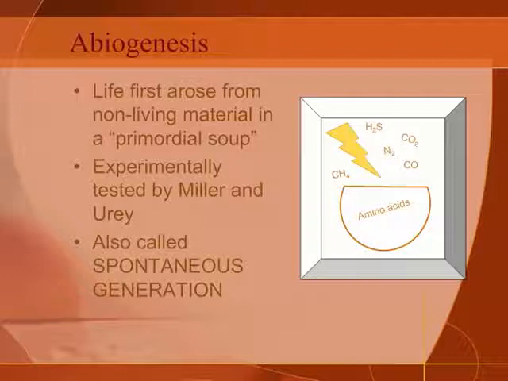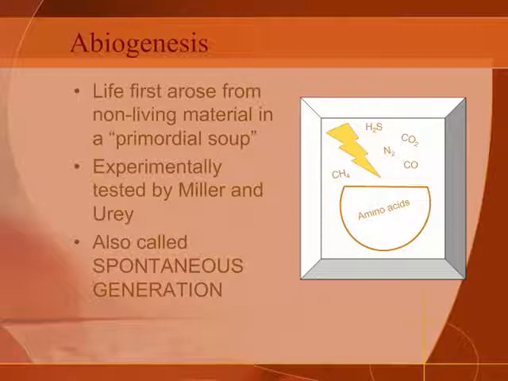The picture that you need to draw for the first pane is shown on this slide. You have what resembles a bowl containing amino acids. You have a lightning strike to represent energy hitting that bowl. And you have chemical formulas floating around that bowl to represent gases in the atmosphere. CH4 is methane, H2S is hydrogen sulfide, N2 is nitrogen gas, CO2 is carbon dioxide, and CO is carbon monoxide.